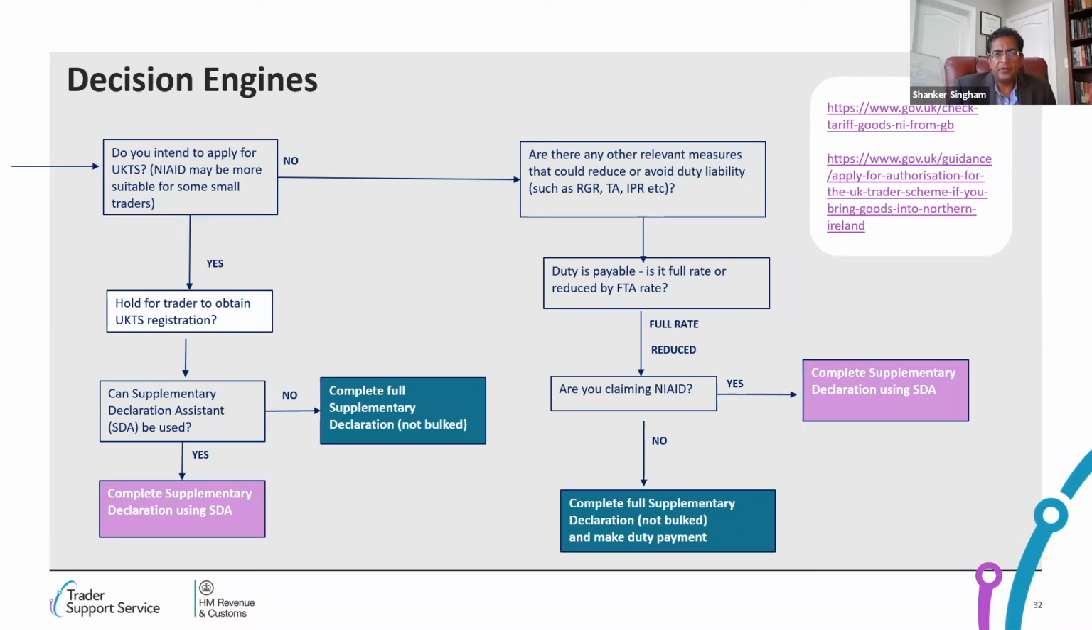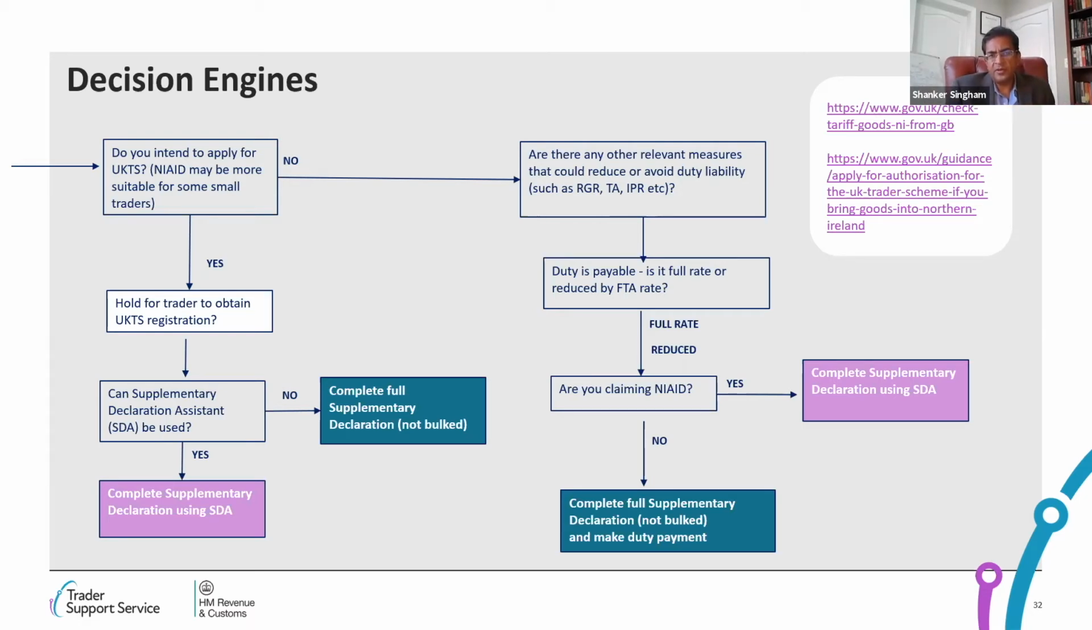If you apply for the UK trader scheme, and based on what we said before, you may want to use the waiver instead. If you're a very small trader, NI8 is simply the code that you would enter into there. If you are using UKTS, you check the register, make sure you're registered, etc. Can you use the supplementary declaration assistant? You use the supplementary declaration assistant, you bulk all your commodities, it makes the supplementary declaration much easier, and you're not paying a duty anyway.